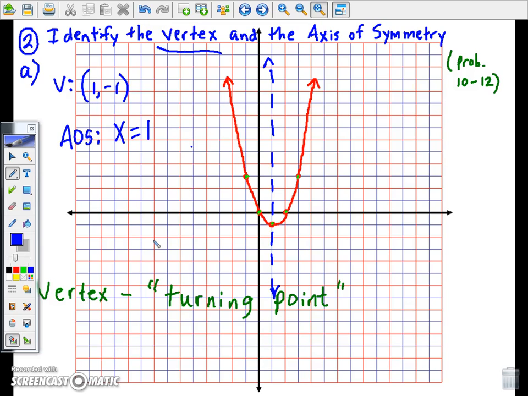Please don't do that, because the AOS is always a line, and it's always a vertical line, until we get to the inverse of these, which would be a parabola laying on its side, which you're not going to have to worry about in Chapter 5. So in Chapter 5, the AOS will always be x equals some number.